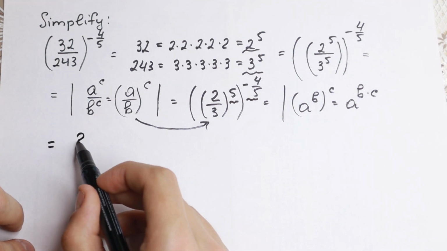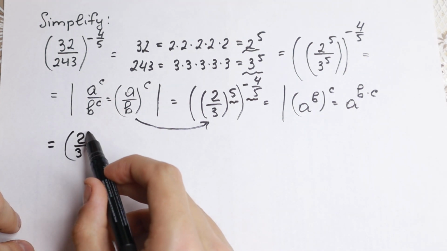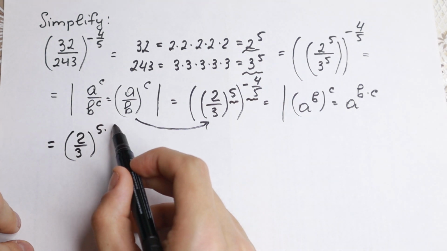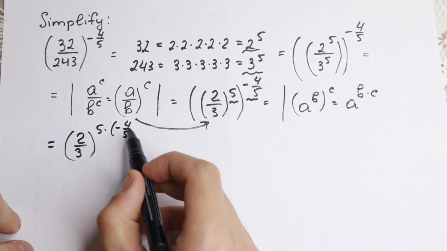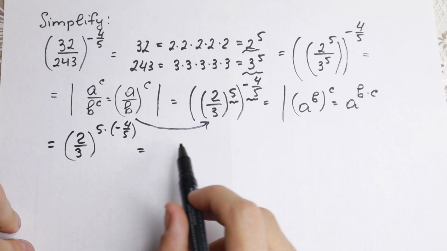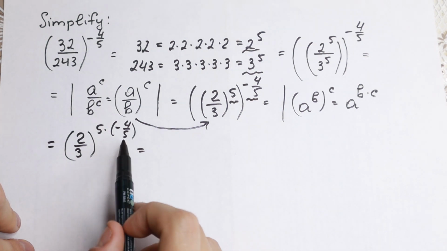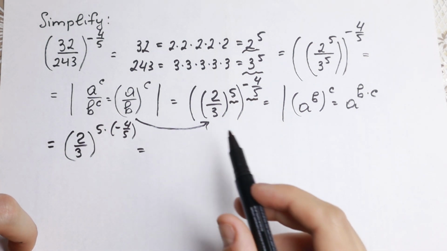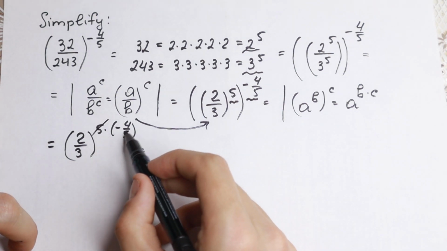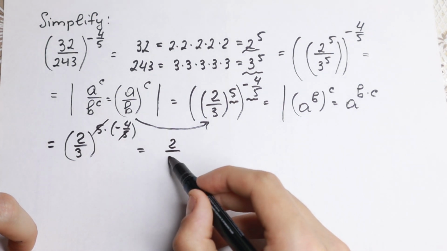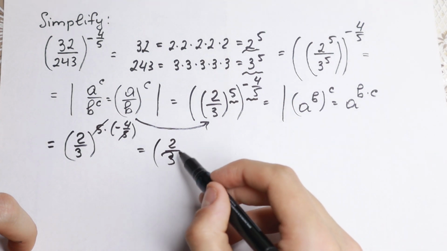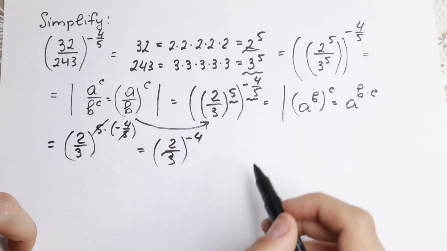So we will have 2 over 3 raised to the power 5 times minus 4/5. What about multiplying? Right here we have 5 in our numerator and in our denominator, so we can easily cancel these fifths and we have 2 over 3 raised to the power minus 4.